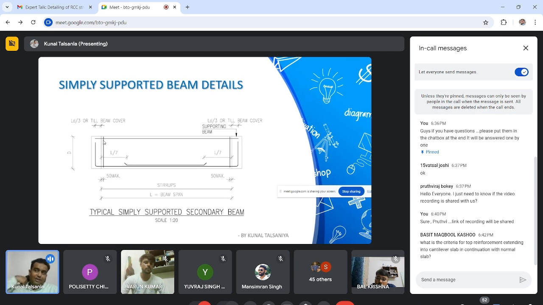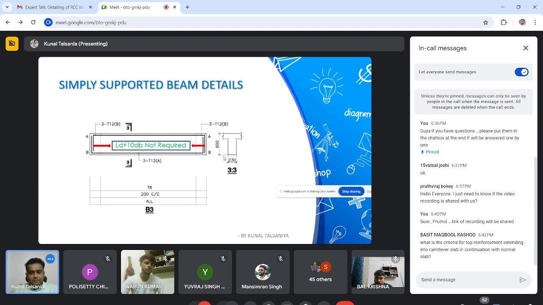Whatever your assumptions are, the same concept you have to provide at site. So if you assume this is a pure simply supported beam, you have to just take care that your top reinforcement requires only minimum anchorage, LD by 3 or till beam cover.